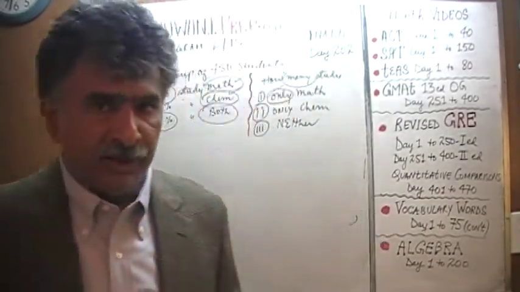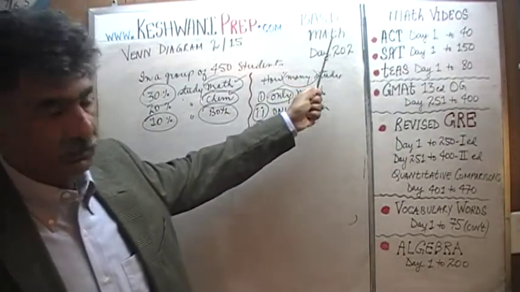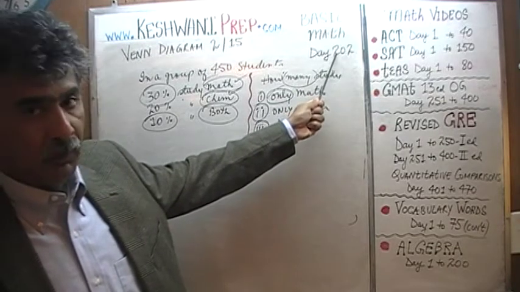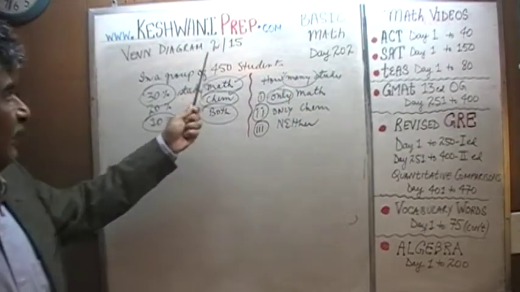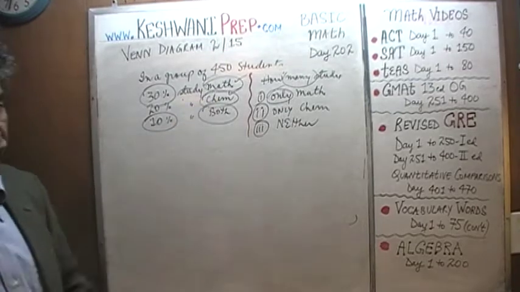We are here because we want to improve our math skill. Today is our second day in the third part of the series on basic math. Yesterday we began the third part of the series, from day number 201 through 300. Today is our second lesson on the topic of Venn diagram, second lesson in the series of 15.